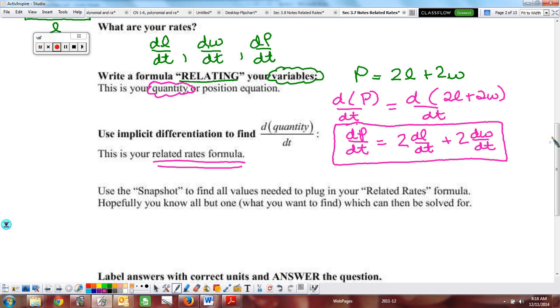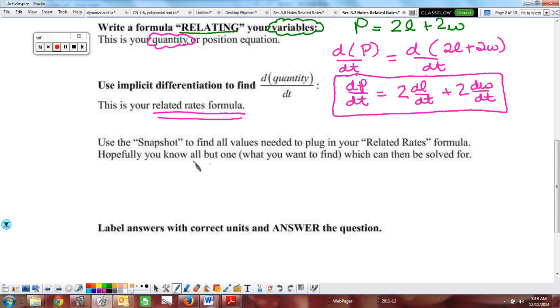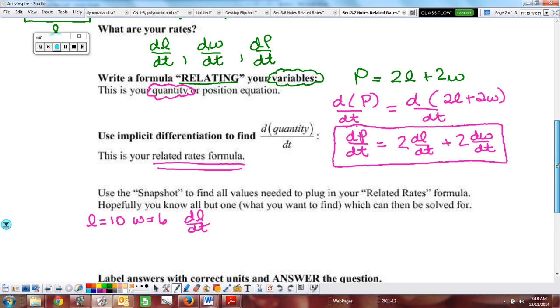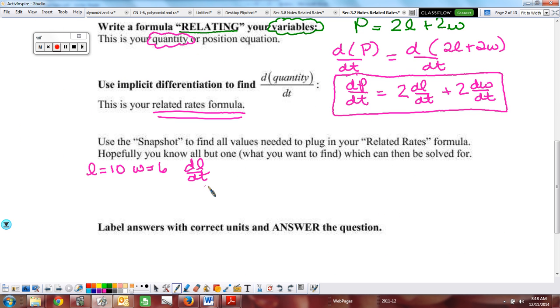And so now I'm going to use the given information. So here's where you would finally use a snapshot. You may not use it. What I know from what I'm given is that L is 10, W is 6. We know dL/dt was -2. And we know dW/dt was 3. So this is all the information that you were given. Here's the when. Here's all the speeds that you were given. And we're trying to find dP/dt.